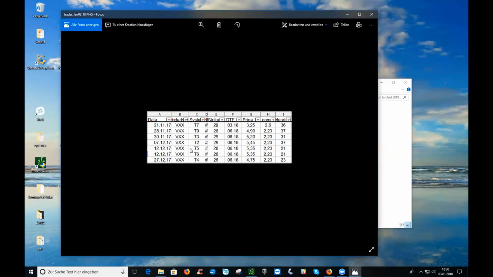This is the name of the system. This is the strike I used. This is the DTE I used. This is the price I paid, and this is the commission I paid. And this is the trade duration. And all together is about 26,000 investing, including about more than 7,000 of profit at the moment.